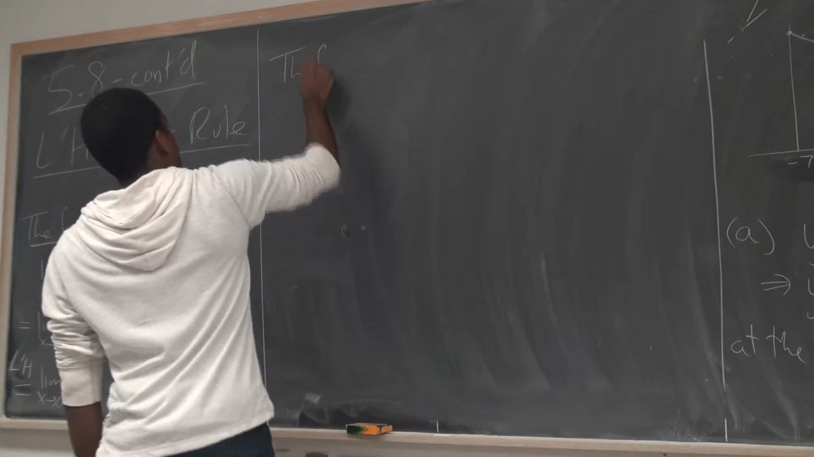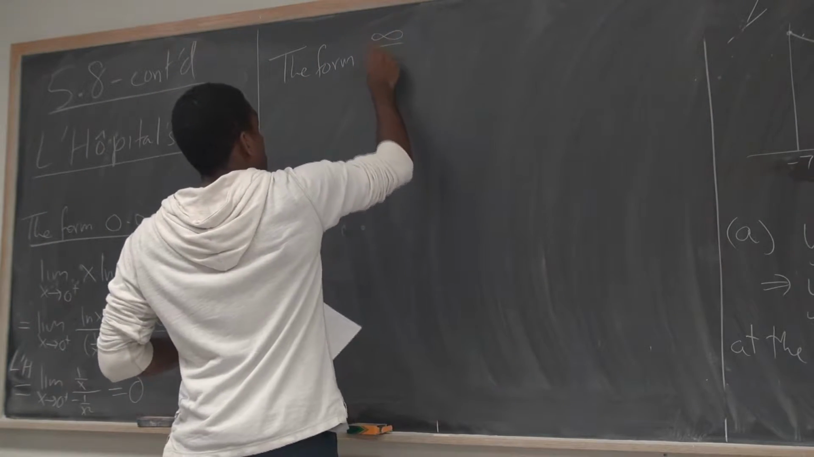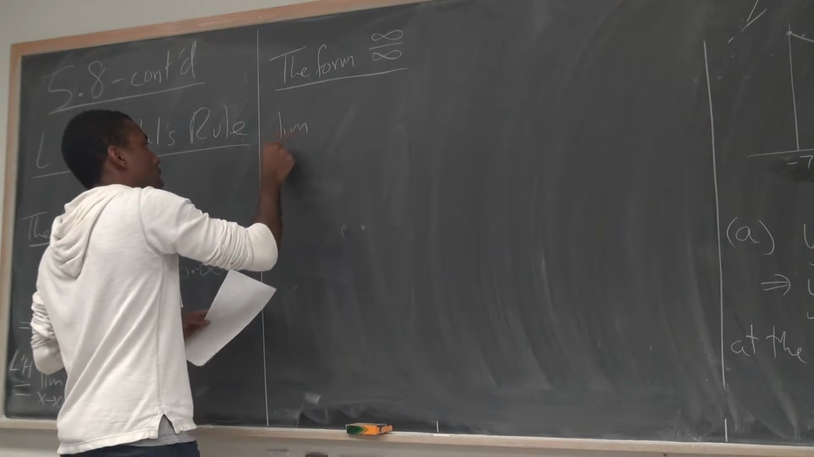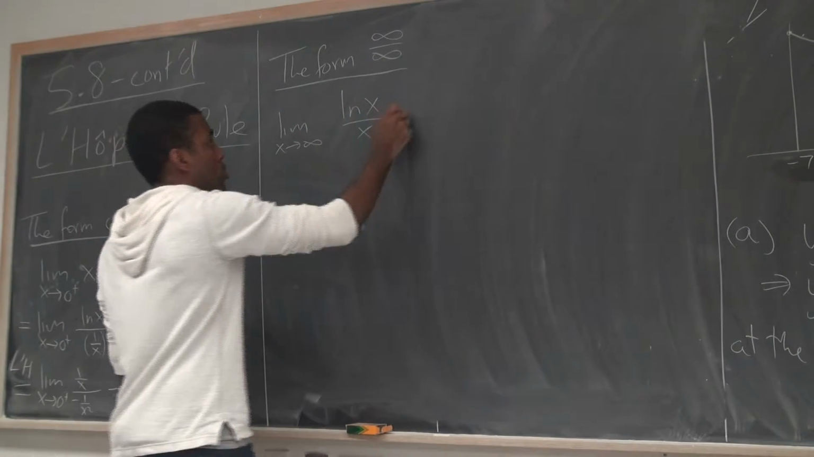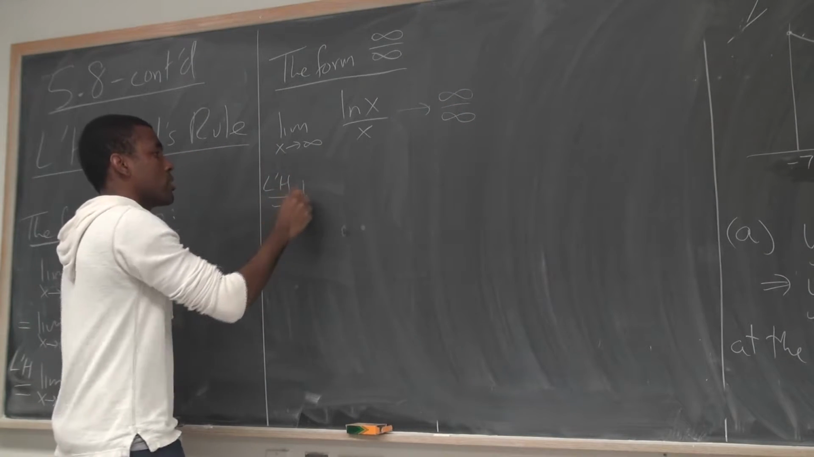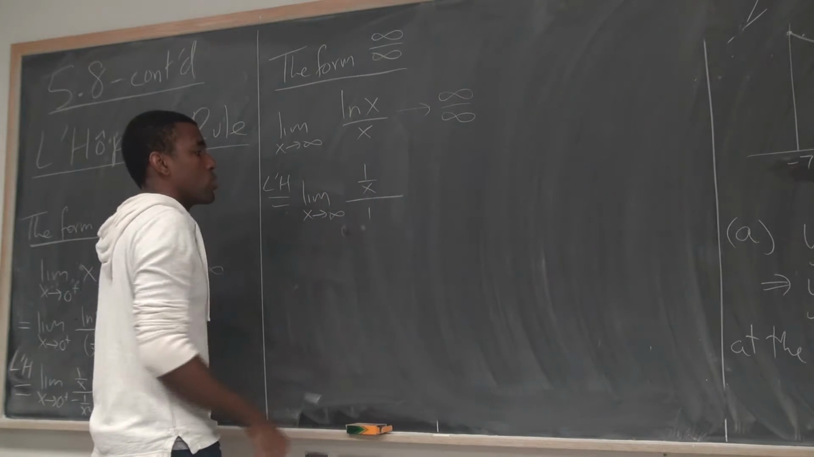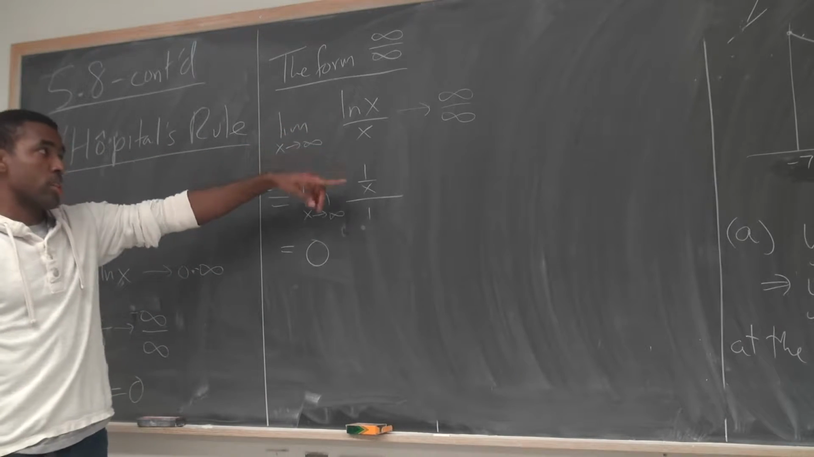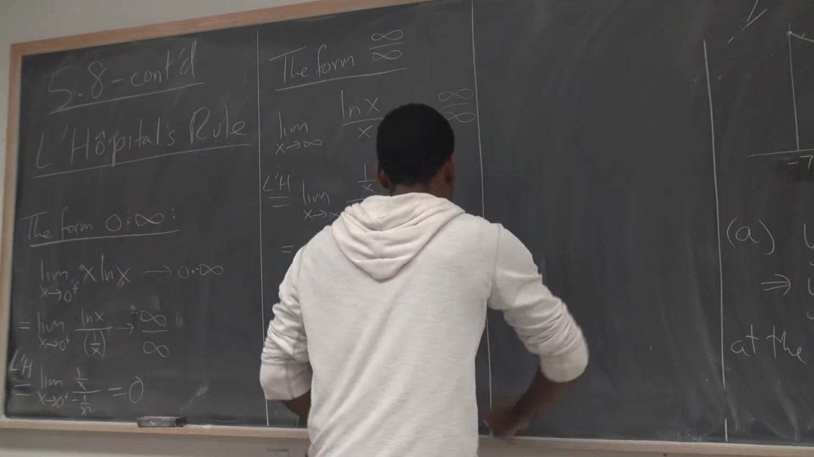We then looked at the form infinity over infinity, which looks exactly like the form that L'Hopital's rule works in. We looked at the limit as x goes to infinity of ln x over x, which looked like infinity over infinity, so we could apply L'Hopital's rule right away. The derivative of ln x is 1 over x, the derivative of x is just 1, and as x goes to infinity, that is again 0. We use this to illustrate the fact that polynomials grow a lot faster than logs.